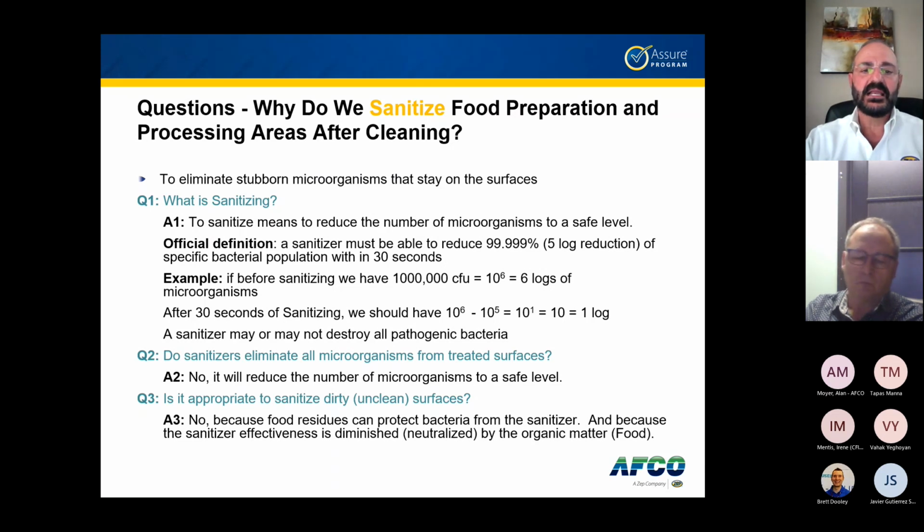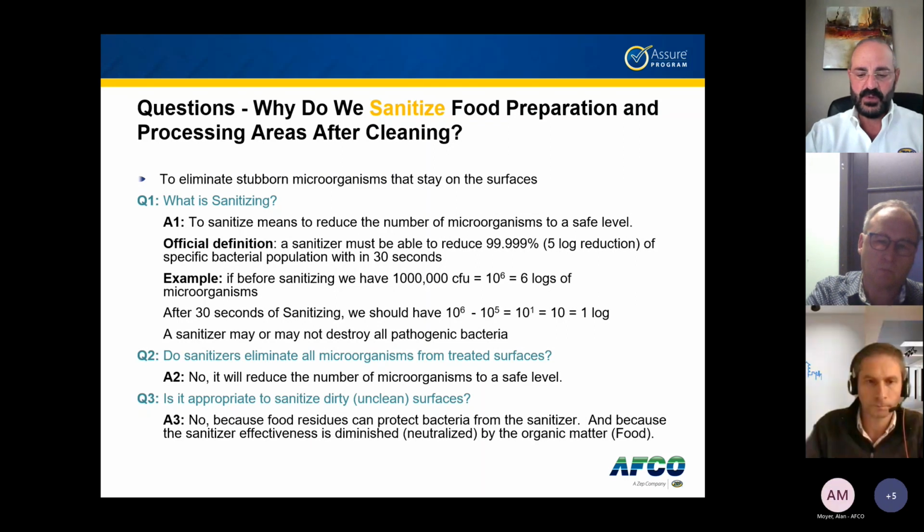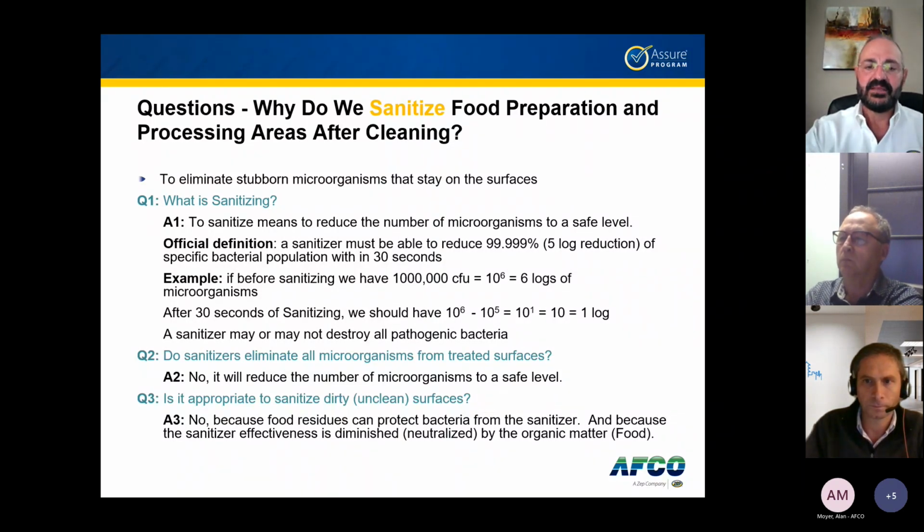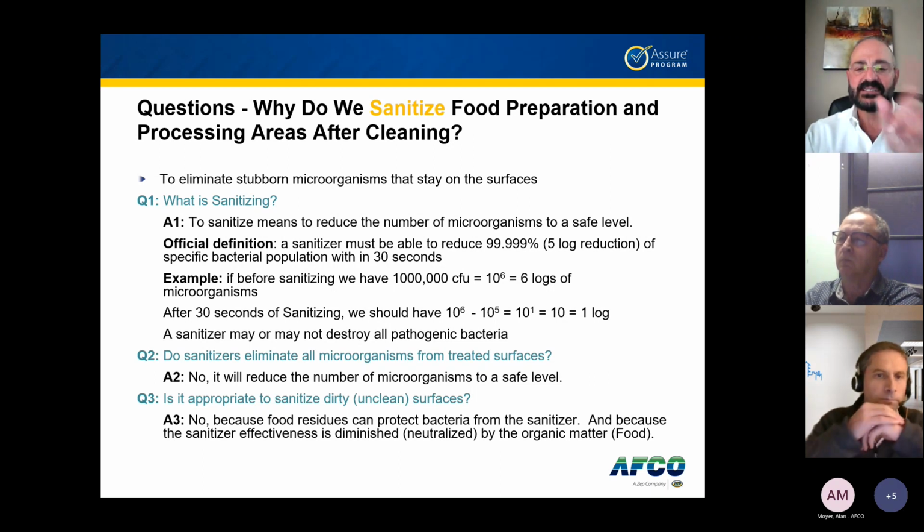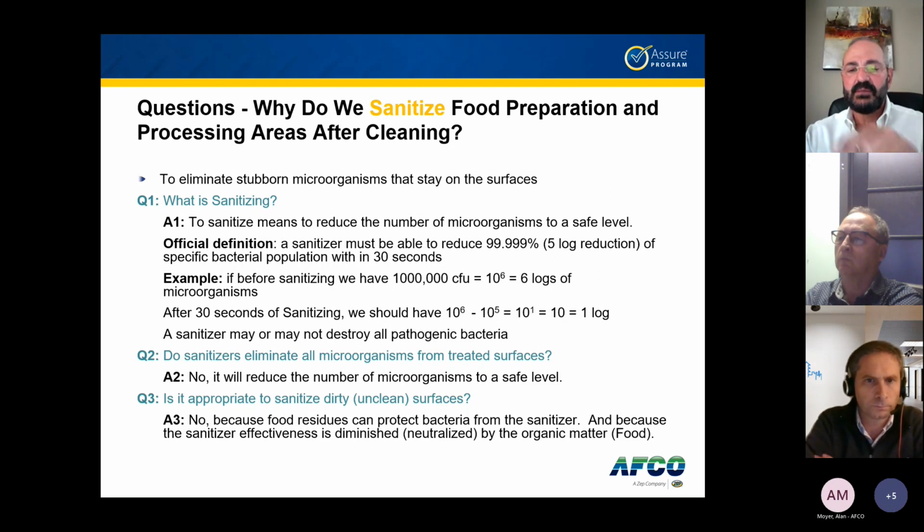So let's say we have 1 million bacteria or CFU on a particular surface area of a processing equipment, and we apply a sanitizer. This sanitizer should reduce their number. So 1 million is 10 to the 6, which is 6 logs of bacteria. Each 0 is 1 log. So if we apply a sanitizer, remember, a sanitizer will reduce the number of microorganisms by 5 log reduction. That means we take away 5 zeros from the million, and it becomes 10 microorganisms. So this is how the action works.